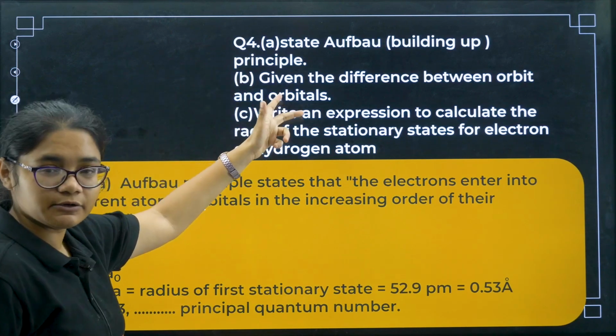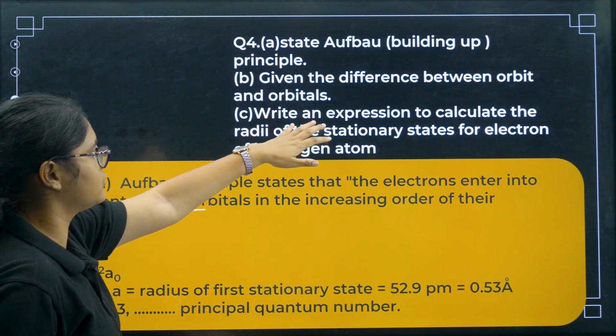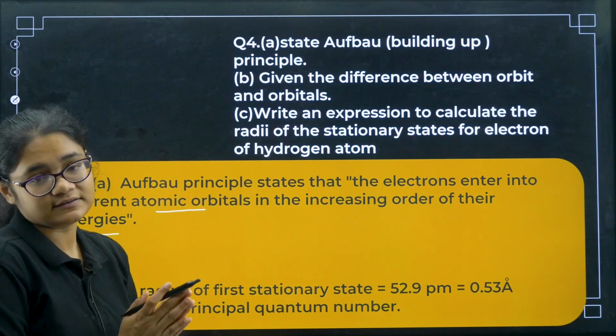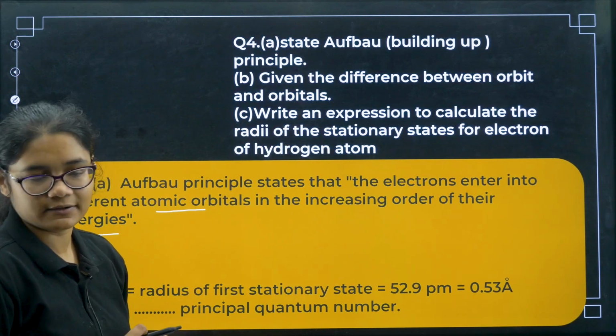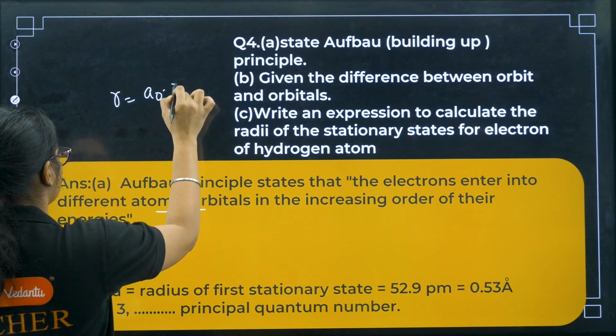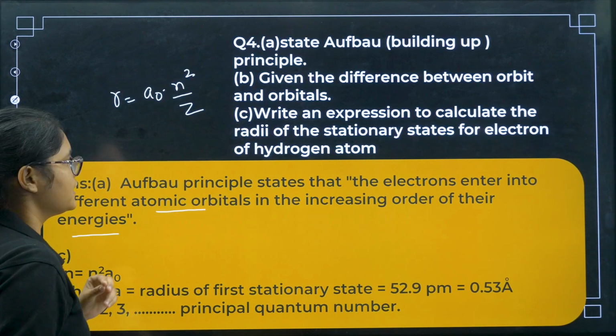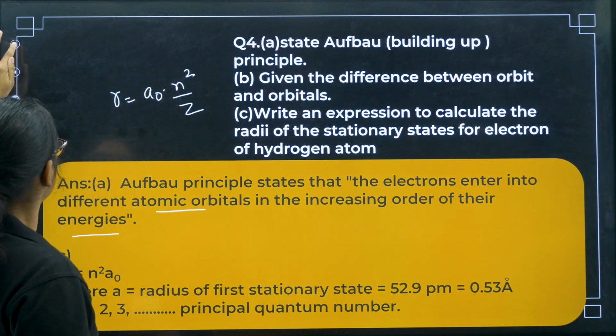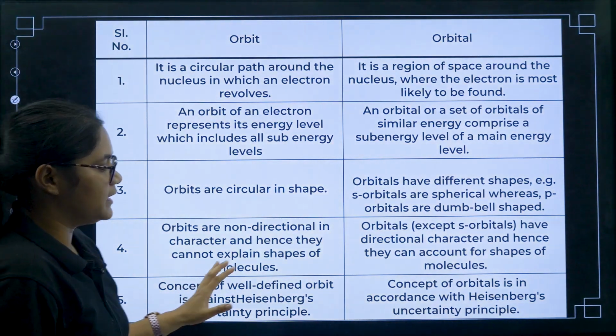Now what is the difference between orbit and orbital? We'll discuss that. Before that, we'll do this question. What is the expression? r is equal to n square a naught by z, right? So r is equal to a naught into n square by z, where n is the orbit, z is the atomic number.